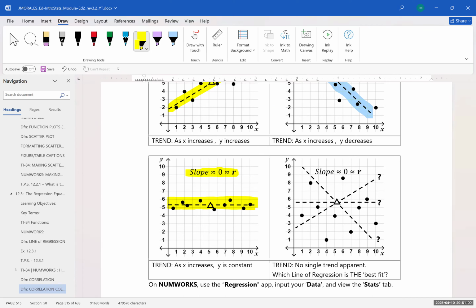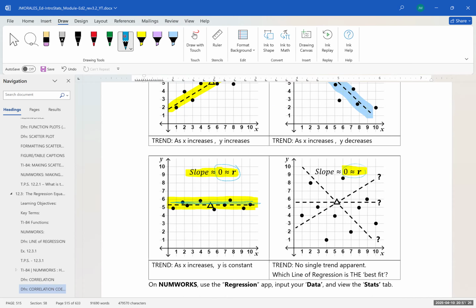Another case where you could have a correlation coefficient that's approximately 0 is if there's no pattern at all. So on the previous one, you could see that there was a pattern. The pattern was a horizontal line. But this horizontal line pattern means that there's no correlation. Another way to get no correlation is if there's no pattern at all.